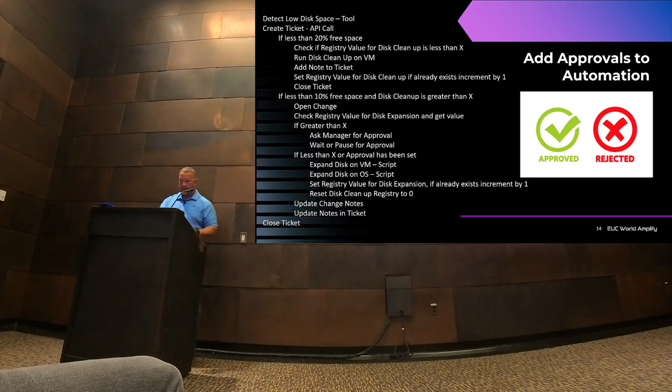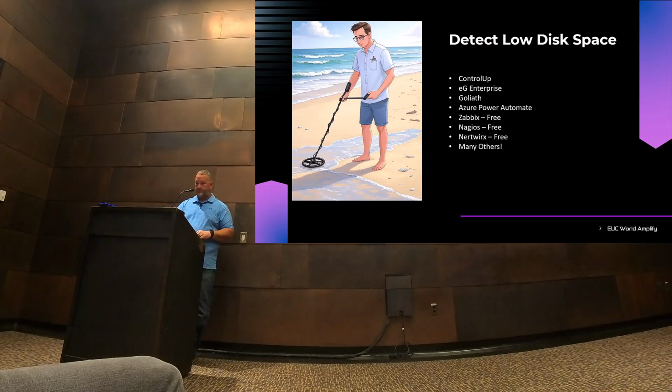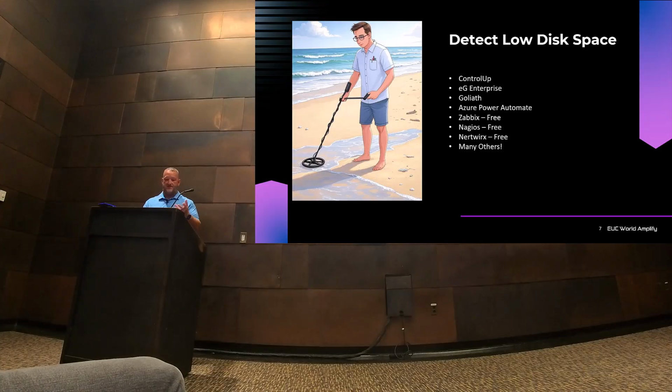Going back, this is a great one. There are a lot of tools out there that have agents or do WinRM commands that check your running environment. For example, ControlUp reports back disk space, so you can use that as your disk space agent. Technically, Intune does that too, which isn't on there. EG Innovations all have an agent.